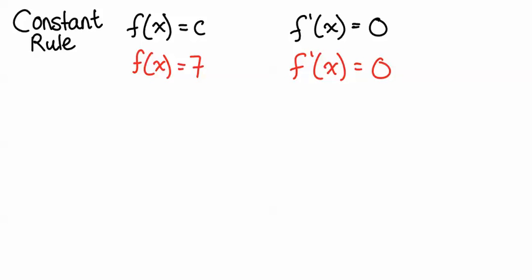Or let's say you had g of x equals the square root of 3 pi. The derivative of that is still 0. So the derivative of any constant is 0.